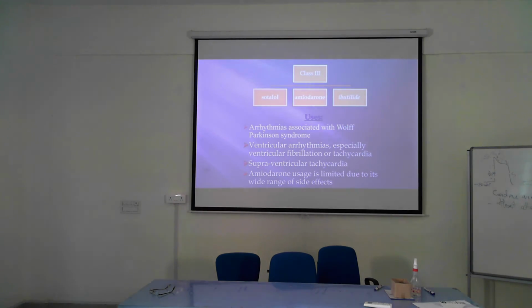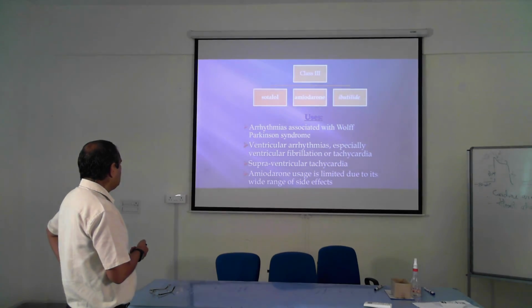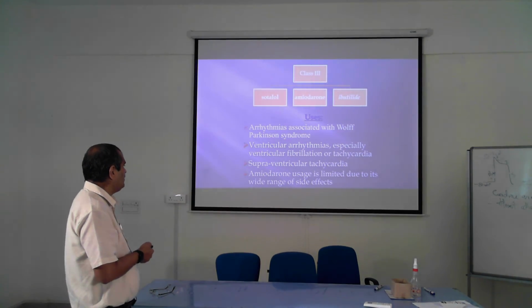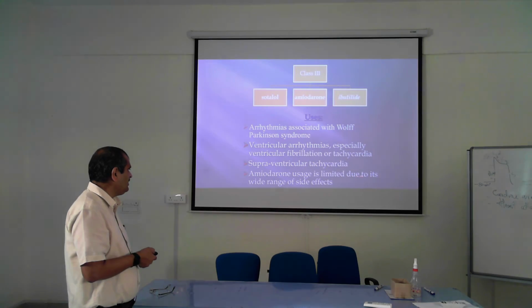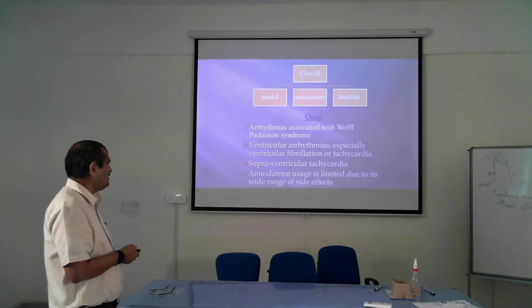So remember this, sotalol. The uses of this drug are antiarrhythmias associated with Wolff-Parkinson-White syndrome, then ventricular arrhythmias, especially ventricular fibrillation and tachycardia. And also supraventricular tachycardia. Then amiodarone is limited due to its wide range of side effects, so it's not having the correct effect.